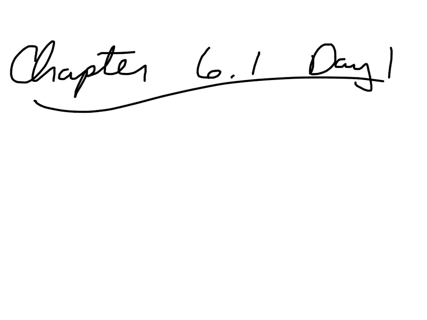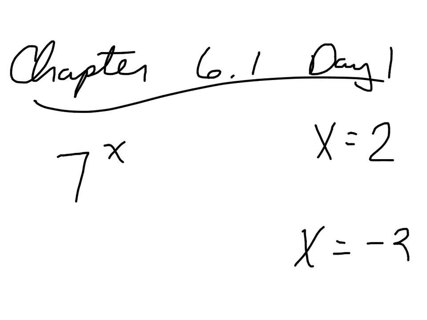So, Nevaeh, give me a number. 7. The first couple problems are going to be something like this, where it says 7 to the x. And then it will go on to say like x equals 2 and x equals negative 3. And the directions for the first 3 problems on your assignment are going to say evaluate, which means plug in the numbers and let's see what we get.